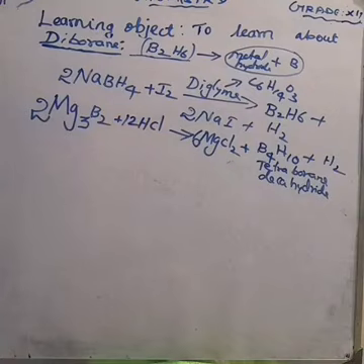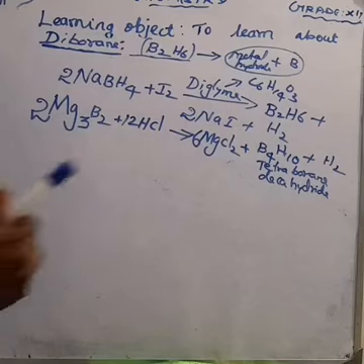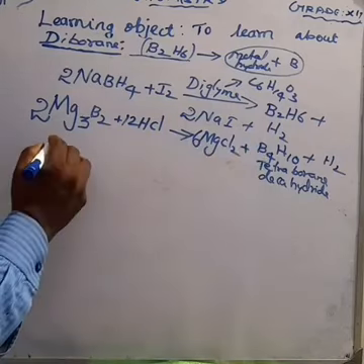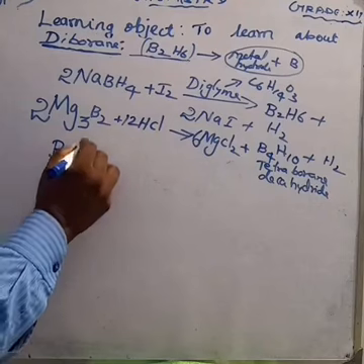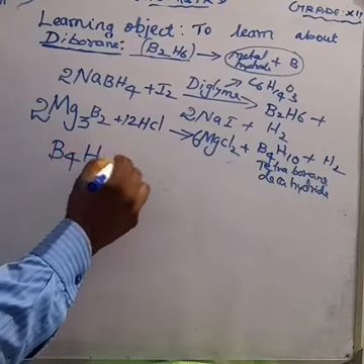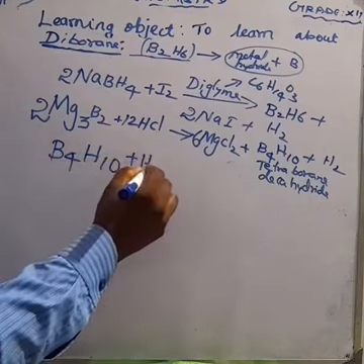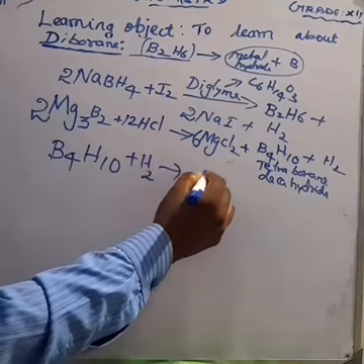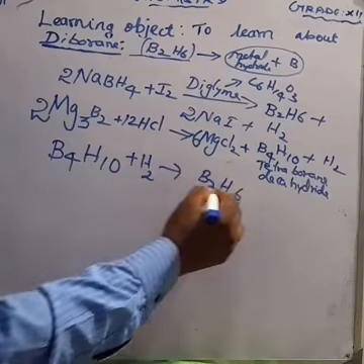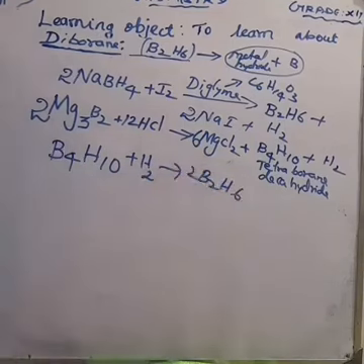Next, this tetraborane, the formula B4H10, reacts with hydrogen and we get B2H6. How much boron is there? B4. So make it 2 here. Now the equation is balanced.